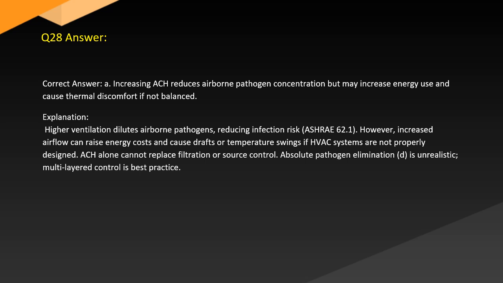Answer. Correct answer: A. Increasing it reduces airborne pathogen concentration but may increase energy use and cause thermal discomfort if not balanced. Explanation. Higher ventilation dilutes airborne pathogens, reducing infection risk, per ASHRAE 62.1. However, increased airflow can raise energy costs and cause drafts or temperature swings if HVAC systems are not properly designed, and it alone cannot replace filtration or source control. Absolute pathogen elimination, D, is unrealistic. Multi-layered control is best practice.